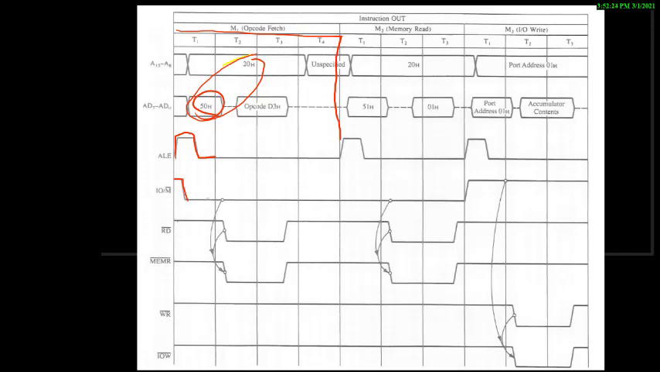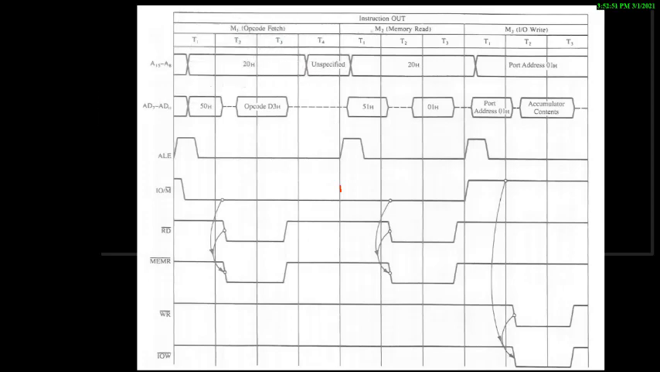Okay, and in the second T state, the opcode has to be fetched, therefore this read signal also becomes low. Now combining these two signals, we get the memory read signal. Then this gets completed in 4 T states. This completes the first machine cycle, which consists of 4 T states.